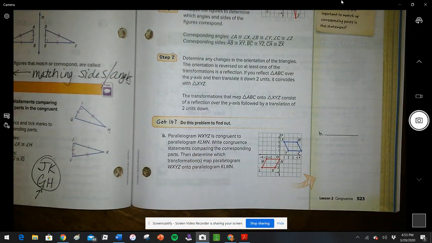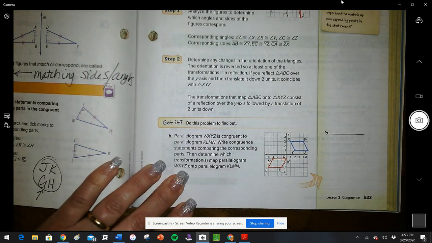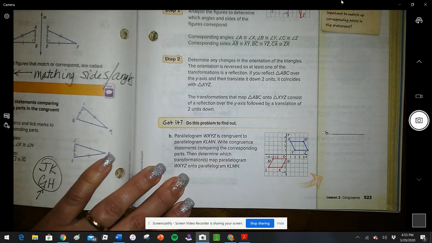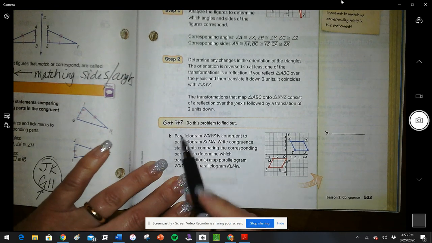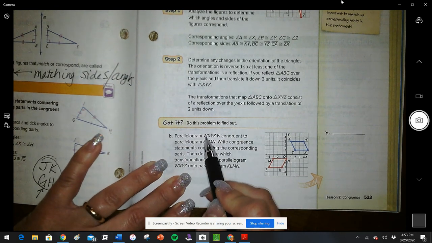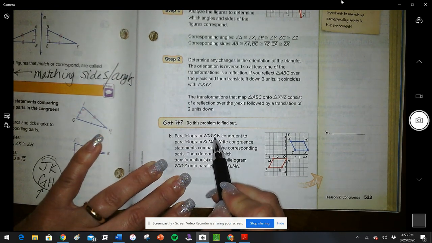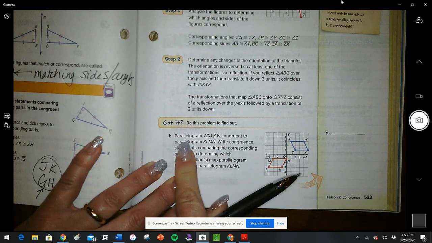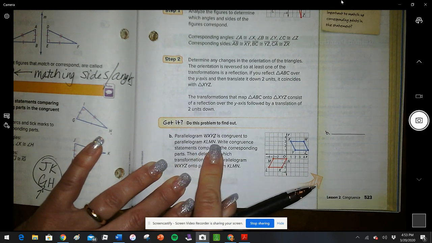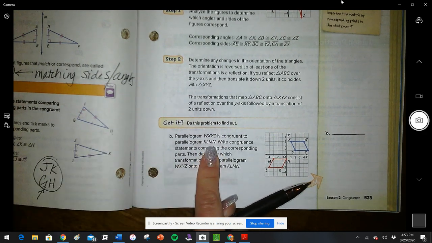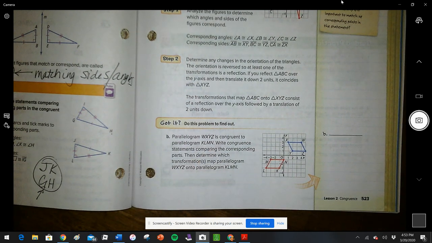All right, let's go down to the bottom and do this got it problem, okay? All right, let's see if we can get this got it one. So parallelogram WXYZ is congruent to parallelogram KLMN. Notice how I went through those letters super duper slow? That's because that's the order that they go in.